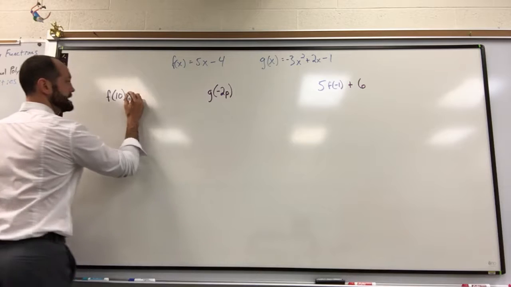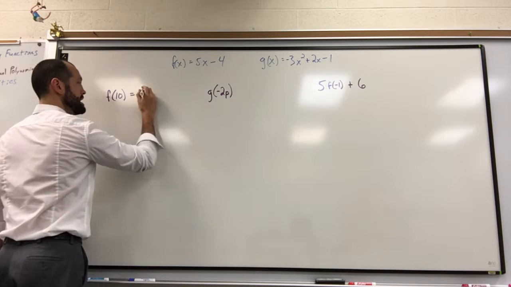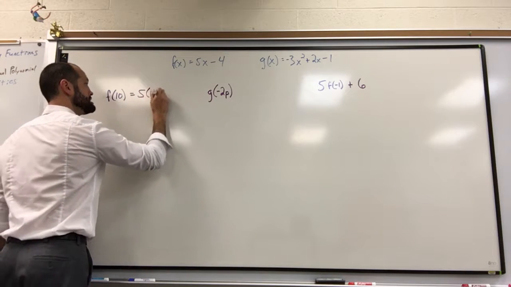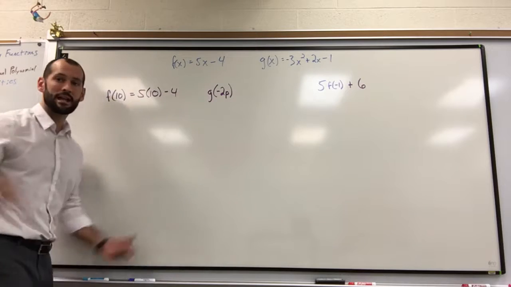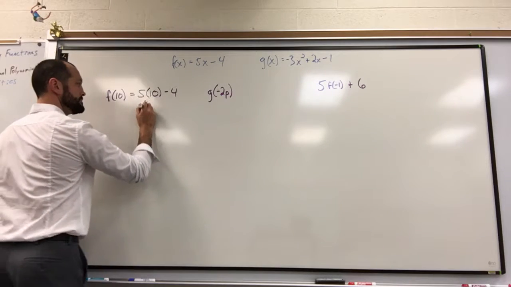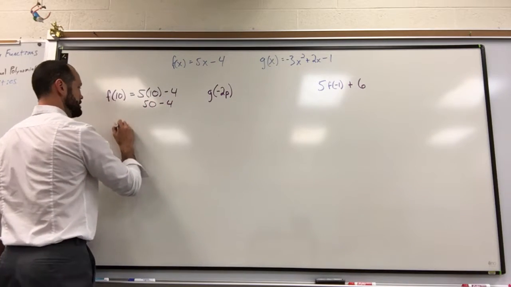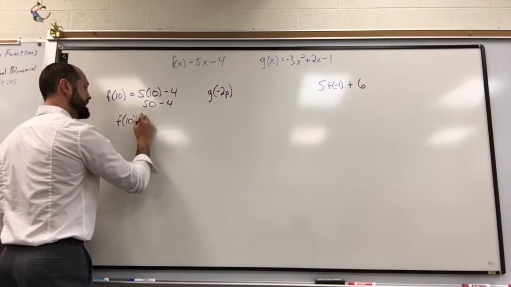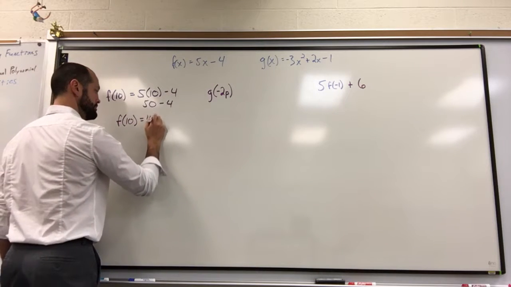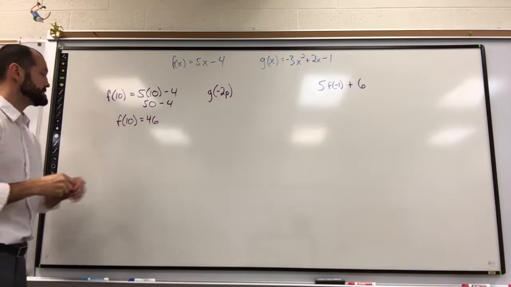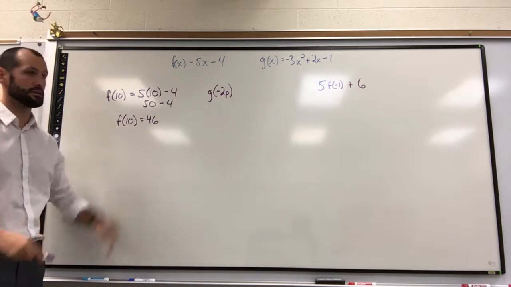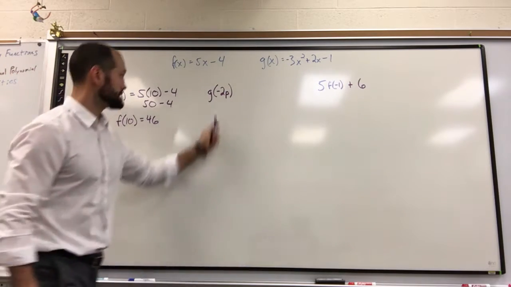So for f of 10, instead of 5 times x, it's 5 times 10 minus 4. And now we just evaluate. 50 minus 4. So f of 10 equals 46. If you put 10 into the f function, it's going to spit out a 46. Now let's take a look.